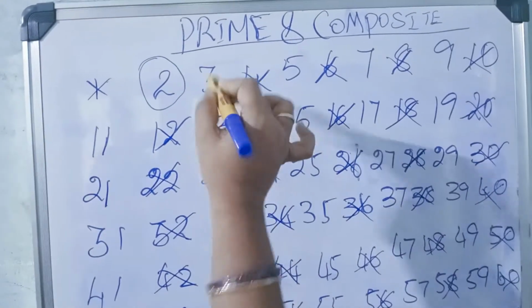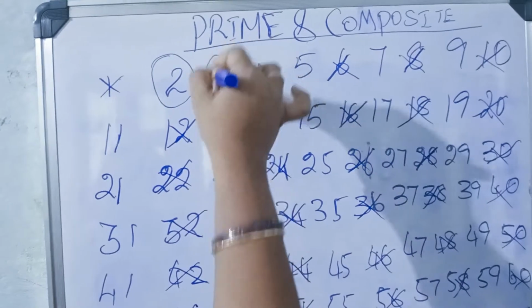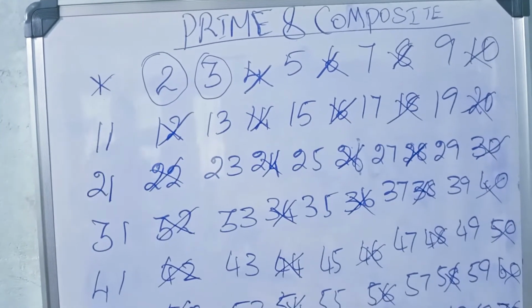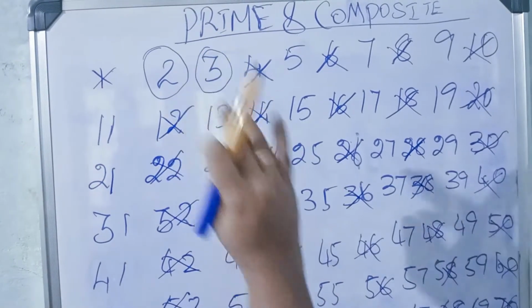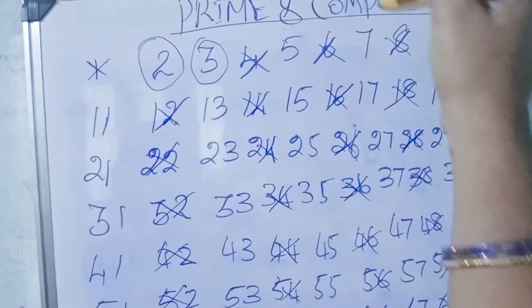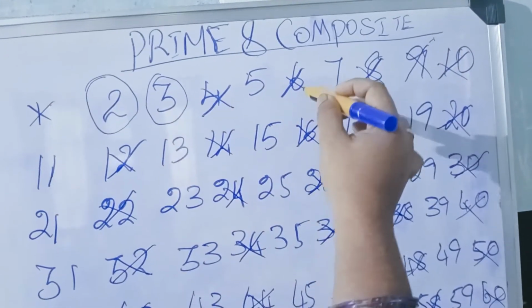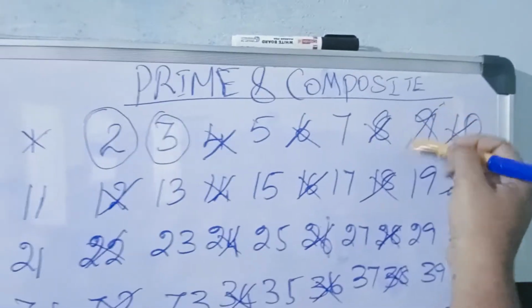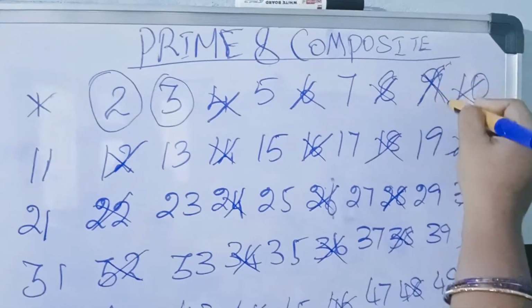Now check the next one, 3. 3 is a prime number. Yes, 3 is a prime number. You circle that. After that, you have to cross out the multiples of 3. Those are not prime numbers because those numbers come in the 3 table. Multiple of 3 is 6. 3 we already crossed out, so you can check 9. 9 you can cross out now.